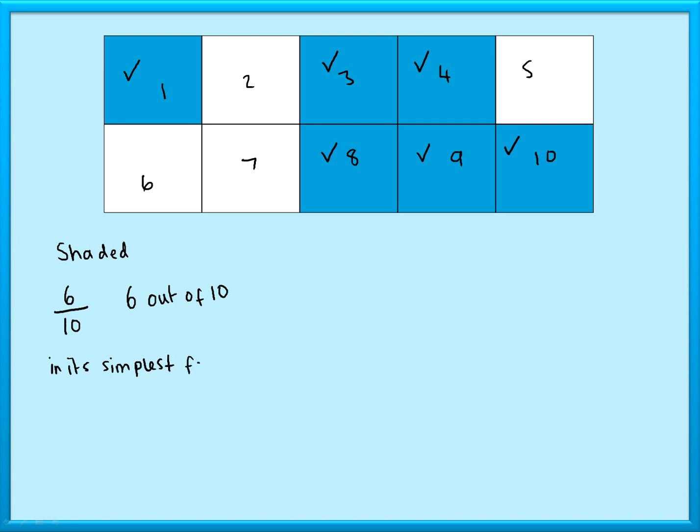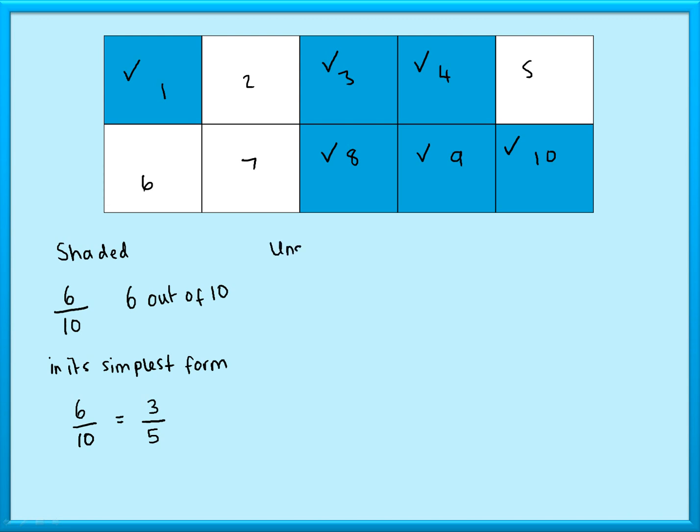And that means that you need to cancel that fraction down if possible. So 6 tenths, looking for a number that goes into 6 and into 10, well 2 will go into both of those. 2 goes into 6 3 times and 2 goes into 10 5 times. So our final answer would be 3/5.